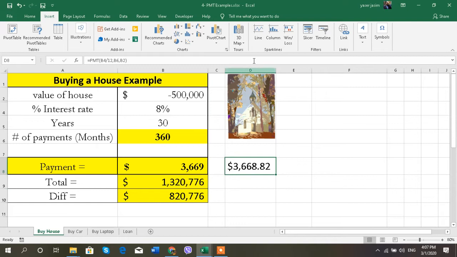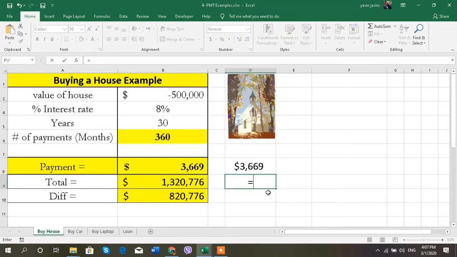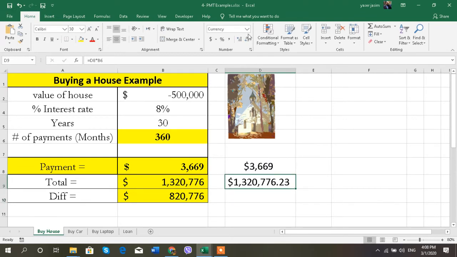Now, as I can see, this is the amount that I need to pay every month to buy the house by a loan. Now, what is the total? This is for a month. I have 360 months, so I need to multiply the amount for 1 month by the number of installments or payments.